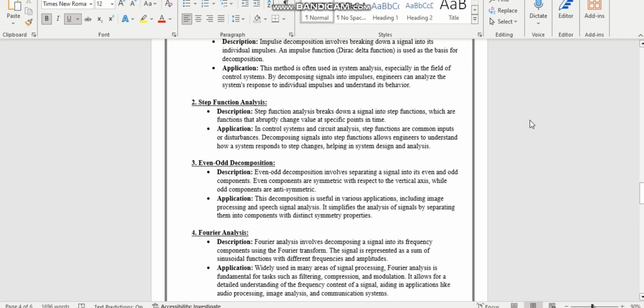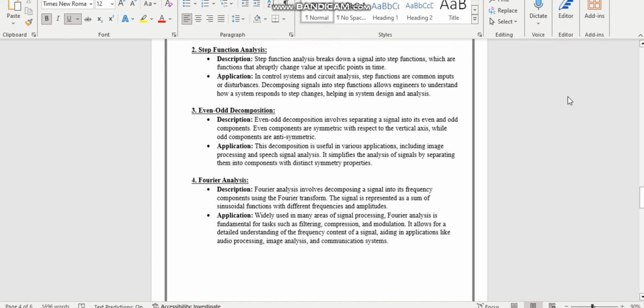Even odd decomposition. Description. Even odd decomposition involves separating a signal into its even and odd components. Even components are symmetric with respect to the vertical axis, while odd components are antisymmetric. Application. This decomposition is useful in various applications, including image processing and speech signal analysis. It simplifies the analysis of signals by separating them into components with distinct symmetry properties.